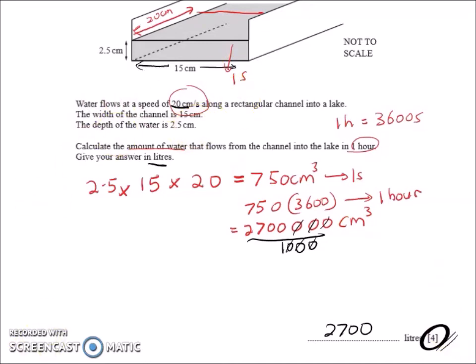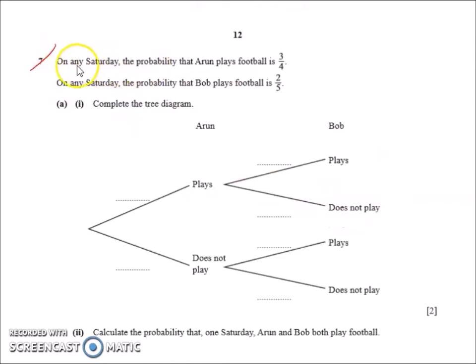Now we move to question number 7. Okay, on any Saturday, the probability of Arun playing football is 3/4. Complete the tree diagram. And Bob plays is 2/5. Okay, now guys, the total probability must be equal to 1. So if he plays is 3/4, then he does not play, it should be 1/4. Bob plays is 2/5, doesn't play is just 1 minus 2/5, you're getting here 3/5.